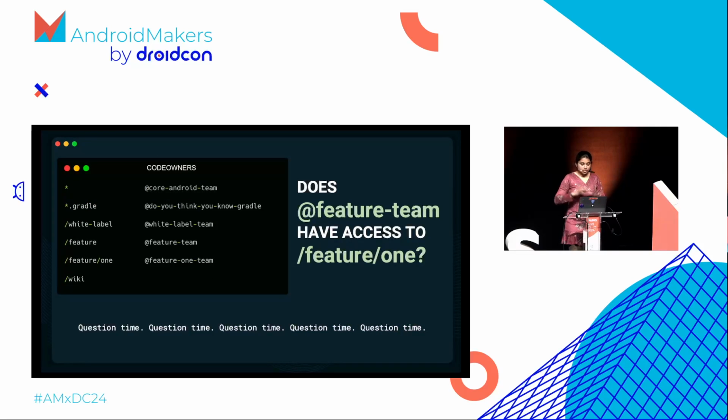Okay, just a little question to break up the monotony. In this case, the last but one, feature/1, is the feature one team, right? But who else do you think has access to this in this code owners file? We're clearly defining who has access to what. The first one is the folder. The second one is whoever has access to it. So who do you think has access to feature one?